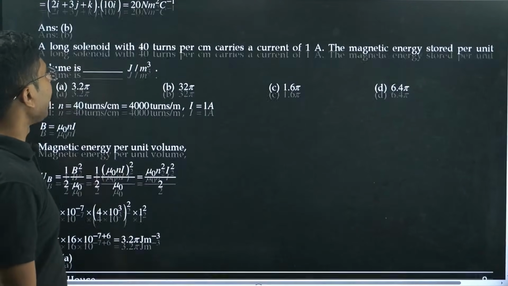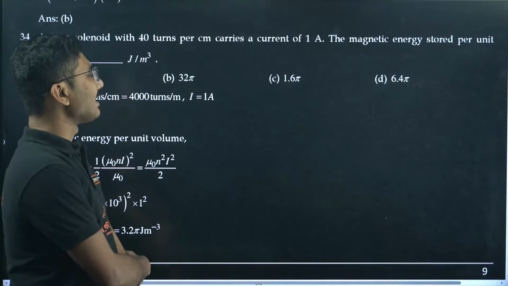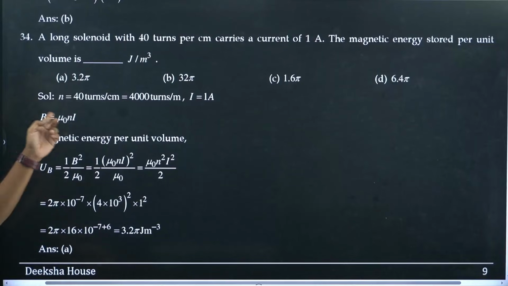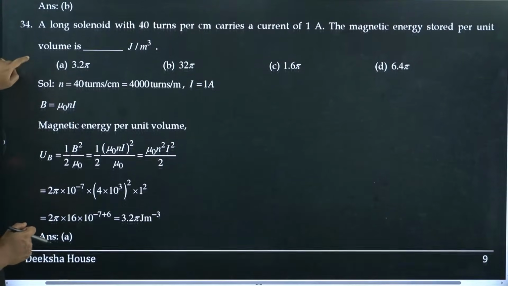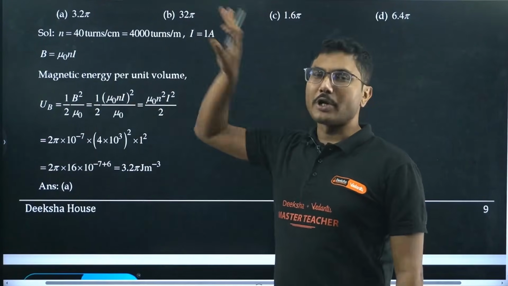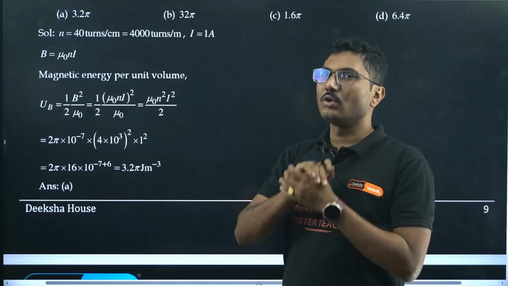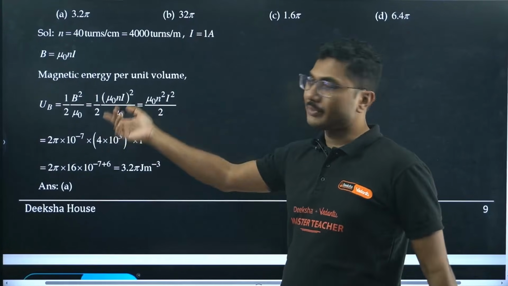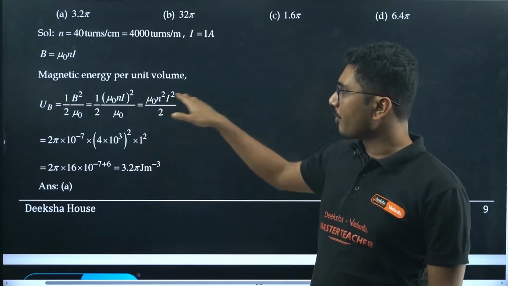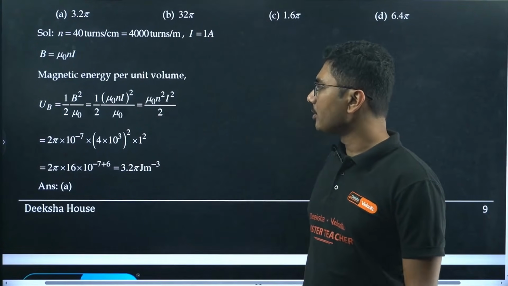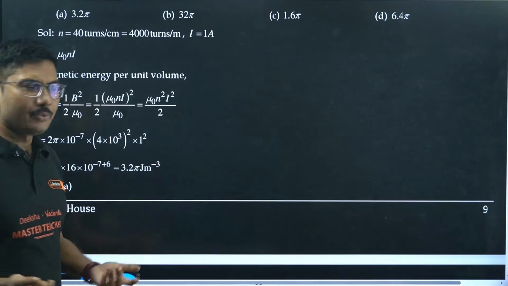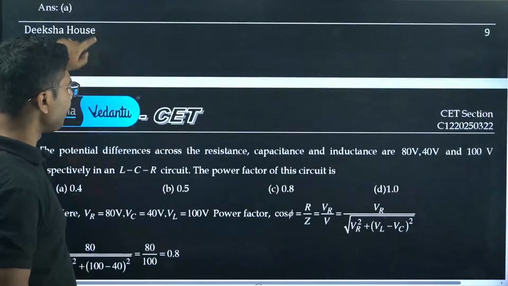A long solenoid with 80 turns per centimeter carries a current of 1 ampere. The magnetic energy stored per unit volume, very simple formula. Calculate the magnetic field mu naught n i, and magnetic energy stored is given by half B square by mu naught. This is not a super common formula, but this formula is there in your NCERT. So do remember this formula as well. So magnetic energy stored per unit volume is half B square by mu naught, and from there you can calculate the energy to be 3.2 pi joules per meter cube. Unit energy per volume, right? So joules per meter cube is the unit of energy per unit volume.